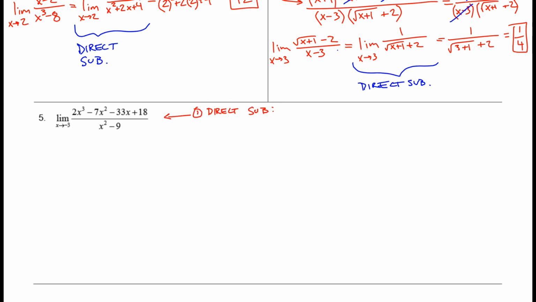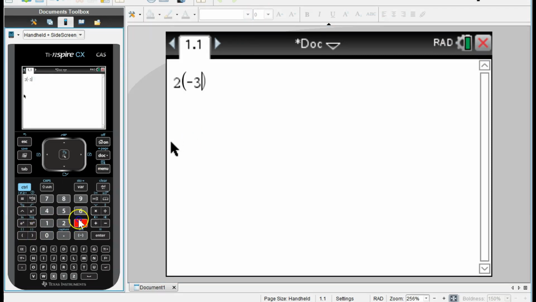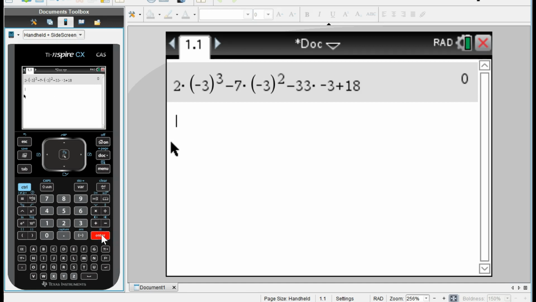Okay, direct substitution, I have to substitute in -3 there. I'm not a human calculator, so I'm going to jump over to my calculator and see if I get a little assist on this one. So I have to do 2 times -3 cubed minus 7 times -3 squared minus 33 times -3 plus 18. Grip it and rip it, and I get 0. Holy cow. Direct substitution there gives me a 0.